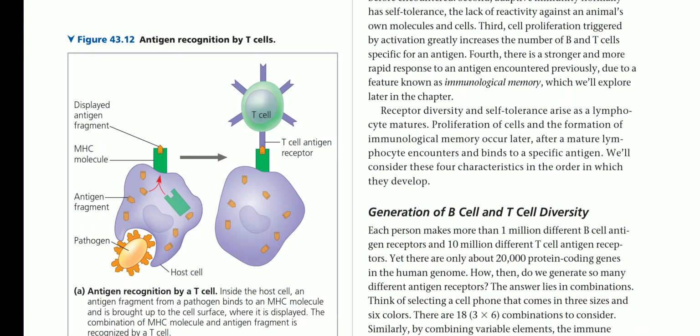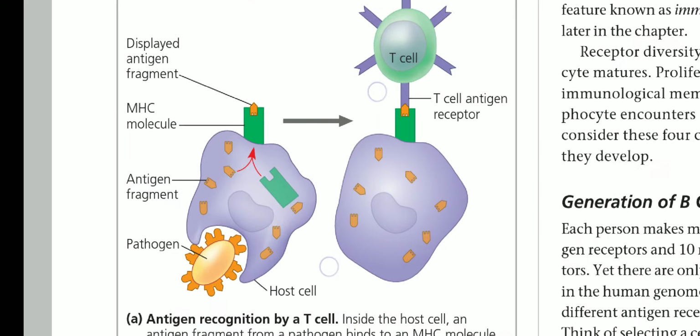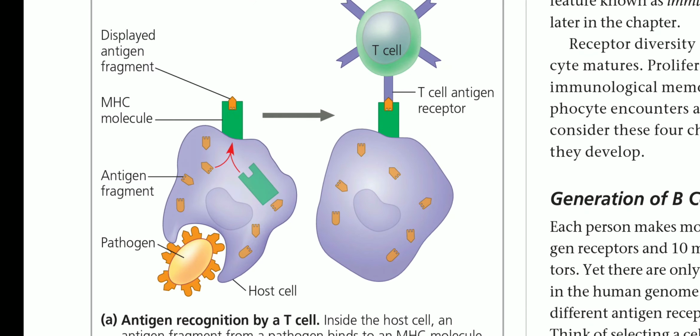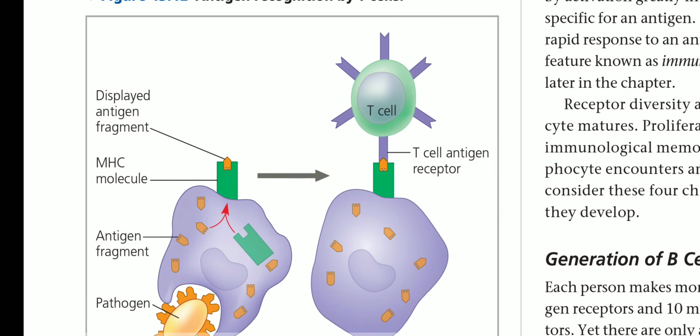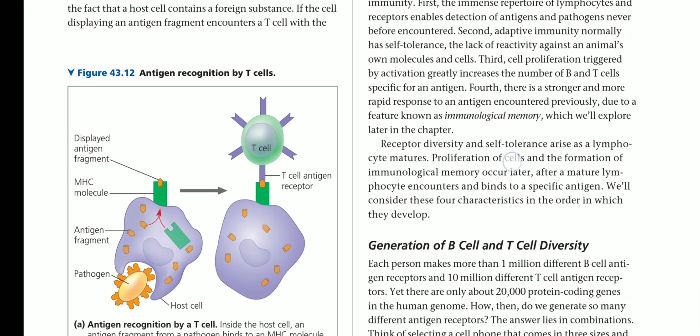Okay, so let me show you how this cell binding works. Here you can see this is an MHC molecule, a major histocompatibility complex, which shows this pathogenic peptide. Is this a peptide? Yes, it is a peptide, sorry. This peptide fragment of the pathogen is ingested inside the host cell, and the MHC molecule displays the fragment, and this can be recognized by this T cell antigen receptor.